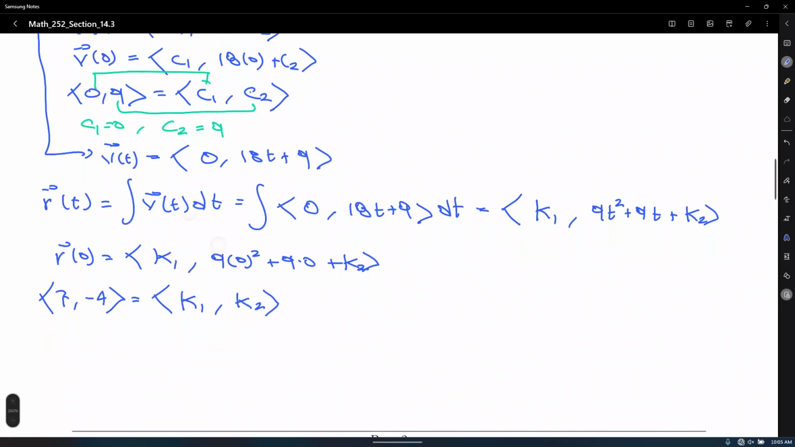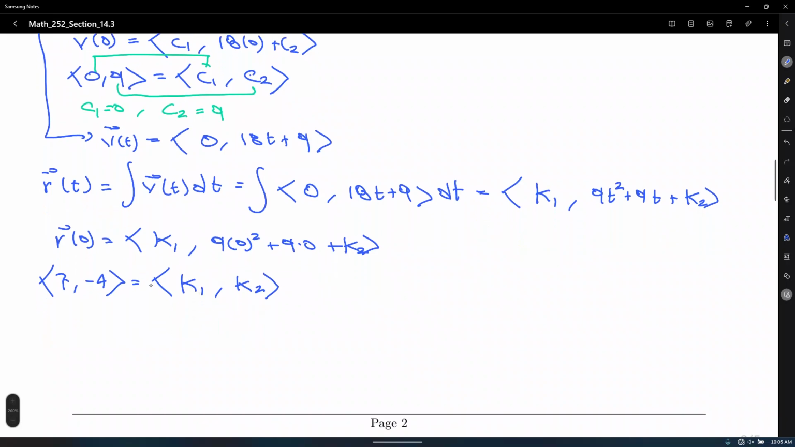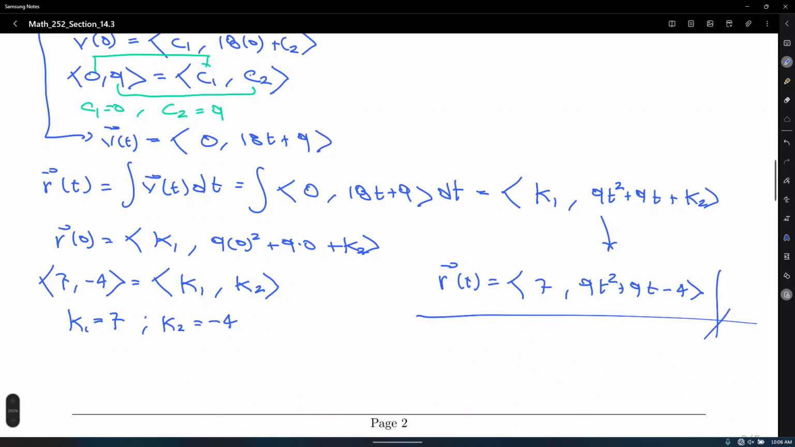Again, two vectors are equal if their components are equal. That is, k1 equals 7 by equating components, and k2 equals negative 4. All right? And lastly, all we need to do is go back to the original function r of t, which is equal to k1, which is 7, comma, 9t squared plus 9t plus k2, which is actually minus 4, right? And that is our final answer.